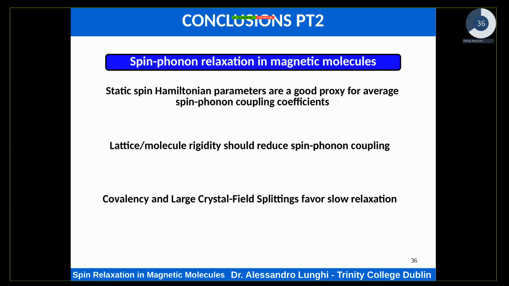Okay, so let's draw some conclusions for this second part. We have seen that the static spin Hamiltonian is proportional to the dynamic one, and so we can use the static spin Hamiltonian parameters as a proxy for spin relaxation. And this is important from an experimental point of view because it's possible to measure the static terms of the spin Hamiltonian from EPR, but it's not directly possible, or at least not so easy, to get a direct estimation of the spin-phonon coupling coefficients. Then we have seen again that molecular rigidity should reduce spin-phonon coupling, but we have also learned that covalency and large crystal field splittings can also reduce the spin relaxation rate.